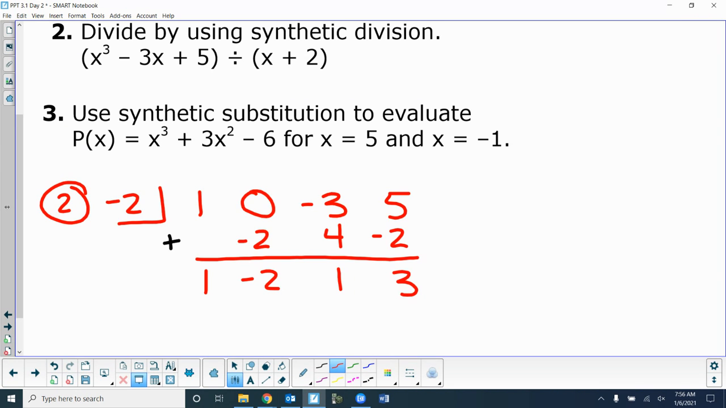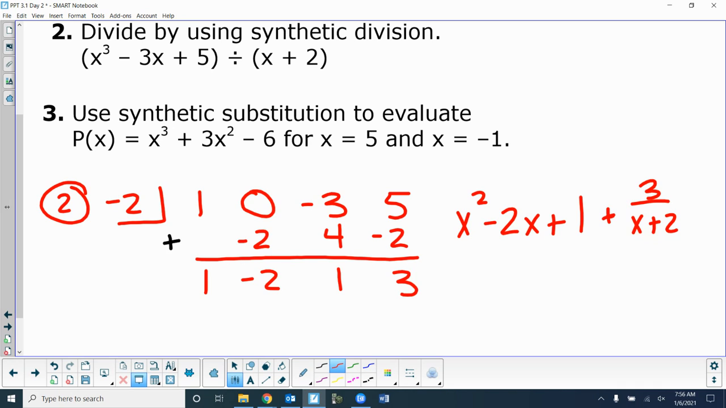Remember, that's my remainder. Okay, so my answer then, since it started out as x cubed, is an x squared. So it's 1x squared minus 2x plus 1. And then 3 is my remainder, so since it's positive, I put plus 3. What was it, x plus 2 that we were dividing by. Okay, a lot quicker, easier than long division, right?